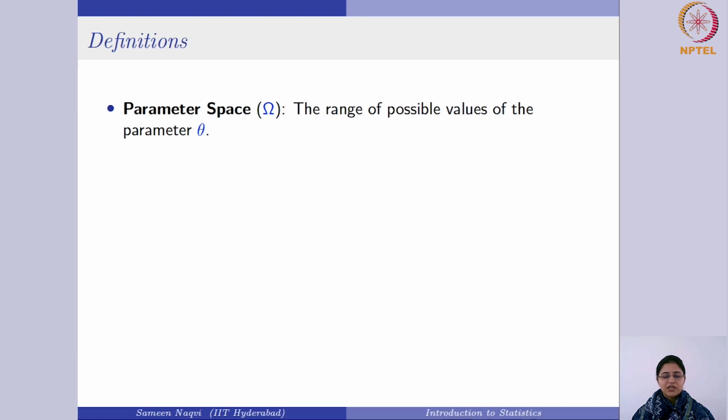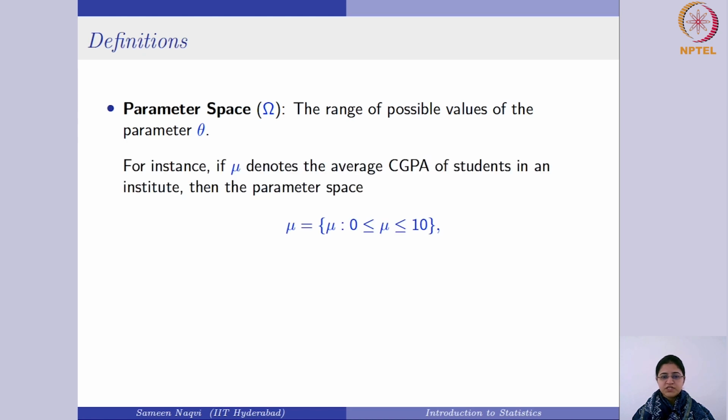If you can recall, we have studied about population parameter and sample statistic. Okay, so that is why when we say the parameter theta, it means that we are going to talk about the population parameter. Now, since it is a parameter, it would take certain values. In that case, it becomes a parameter space. For instance, if this mu denotes the average CGPA of students in an institute, suppose the CGPA can vary from 0 to 10. In that case, what will be the parameter space? Parameter space would be from 0 to 10, right? Because these are the possible values within which your mu could lie.